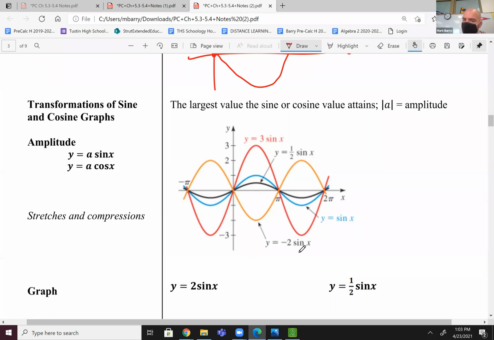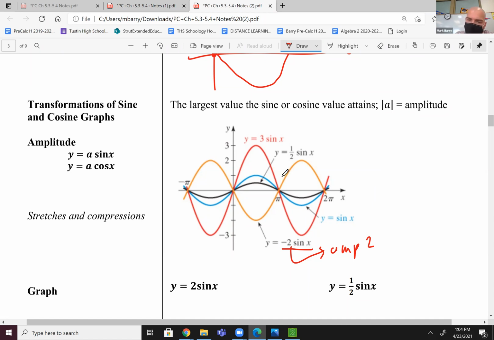Then the last one here is -2 sine of x, correct? Now, remember, on -2 sine of x, we still say the amplitude is 2 because amplitude must be positive, correct? So the distance from a midpoint to a high point is still 2. But its negative is shown by the fact that although it still starts at that midpoint, it starts off by going down and then up, as opposed to the rest of these, which went up and then down. So that was our only negative one.